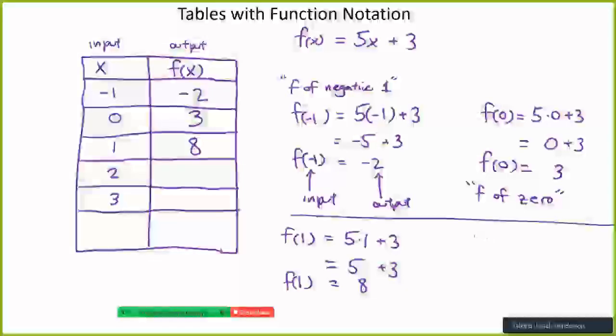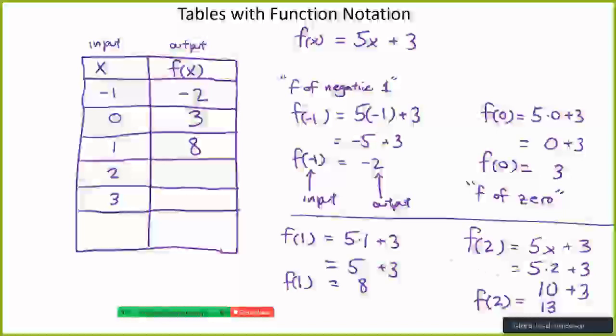In just a moment, let's plug in 2. f of 2. So start from the beginning. 5x plus 3, right? But my x needs to switch out to a 2. So 5 times 2 plus 3. That's 10 plus 3, and that gives me a 13. So f of 2 is 13.